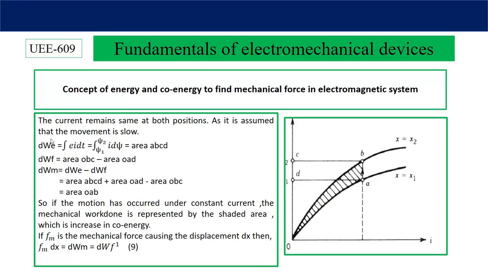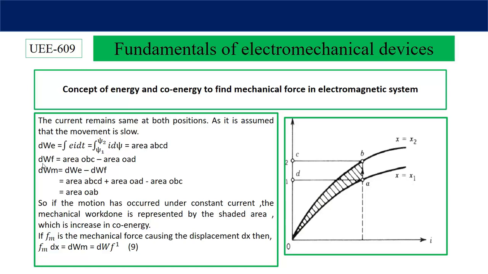So the increase in input energy dW is equal to the integration of EI dt, and the flux changes from psi1 to psi2. This is psi1 and this is psi2. So psi1 at position x equal to x1, psi2 at position x equal to x2. So dW is equal to the integration from psi1 to psi2 of I d psi, and this is equal to area ABCD. So this area is the increase in electrical input energy.